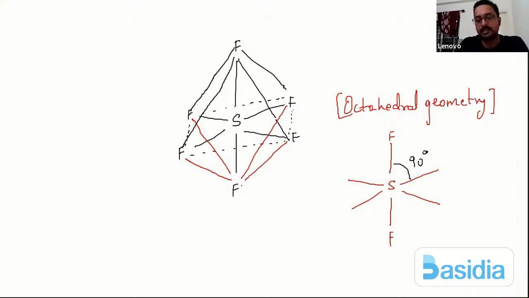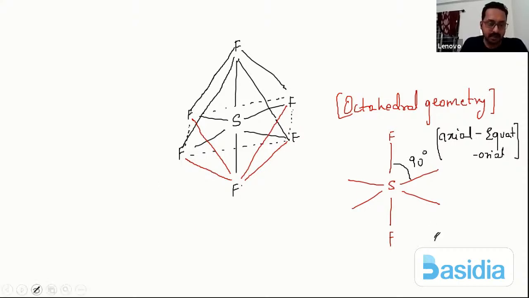Now I'll give you another 30 seconds. Try to tell me what the bond angle between the equatorial bonds is. This angle I have written here is between the axial and the equatorial. So my question is, what is the bond angle between the axial bonds? 30 seconds is what you have. How many 90 degree angles do you have? That is the most important question.